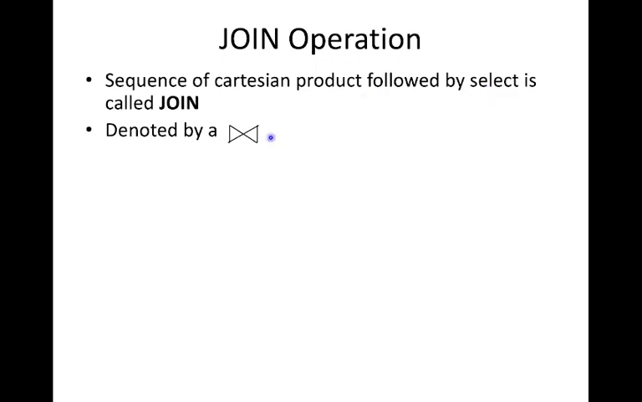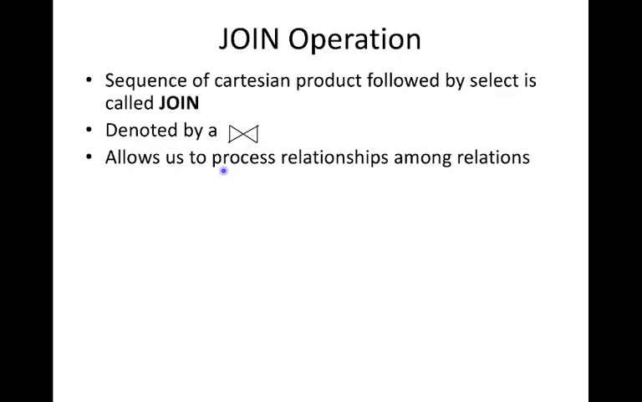It is denoted by this symbol, something like a railway gate symbol, like a railway cross symbol. Similar to that, we use this symbol for join operation. It allows us to process relationships among relations. So if there are two tables and those two tables are related, then we have to use this kind of join operation to relate those tables.